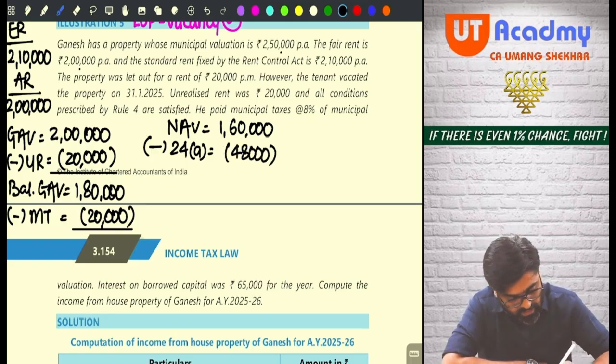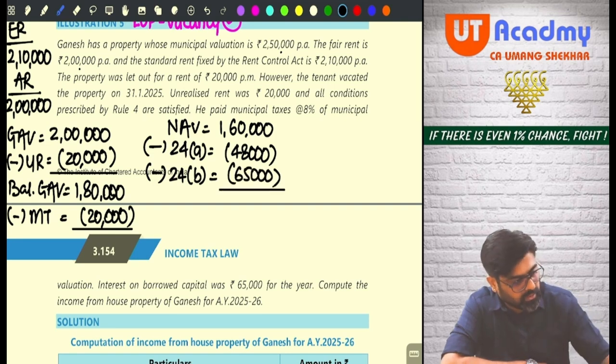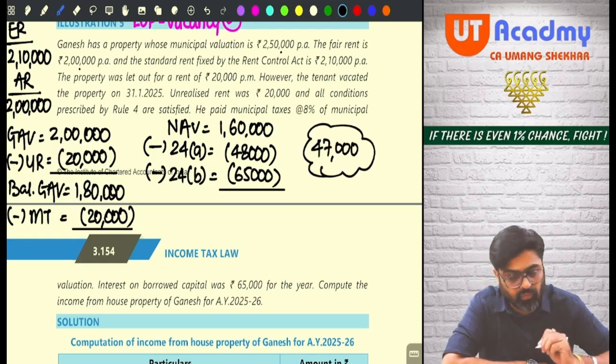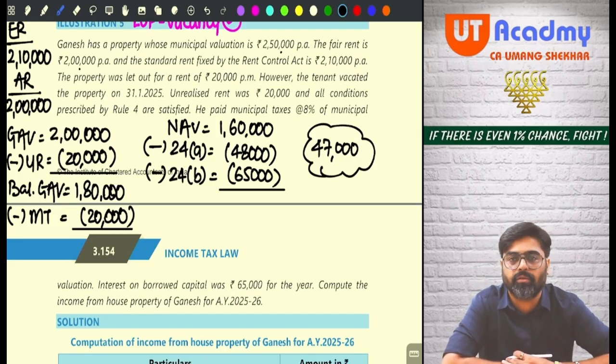Is there any interest on housing loan? Yes. Interest on borrowed capital was 65,000. So 24 clause B, interest is 65,000. Reduce this. Minus 65,000, I will get final amount 47,000, positive amount. This is the taxable income from house property. Everyone got this? Sure, friends?